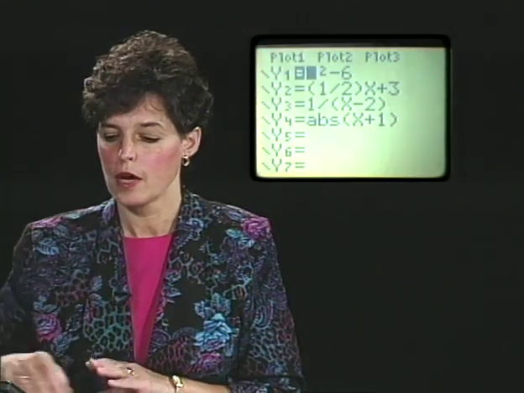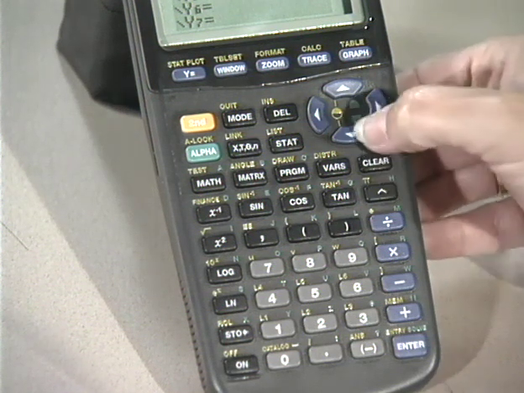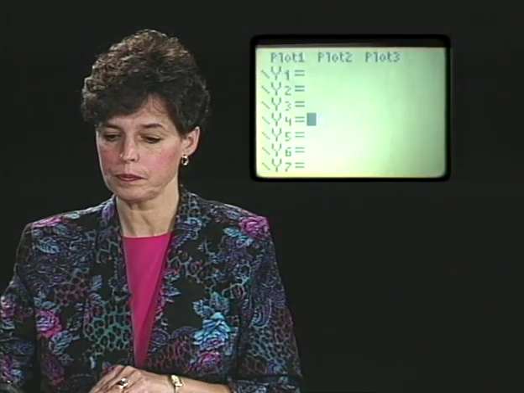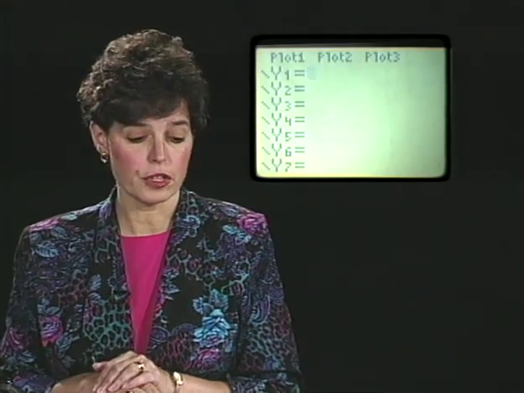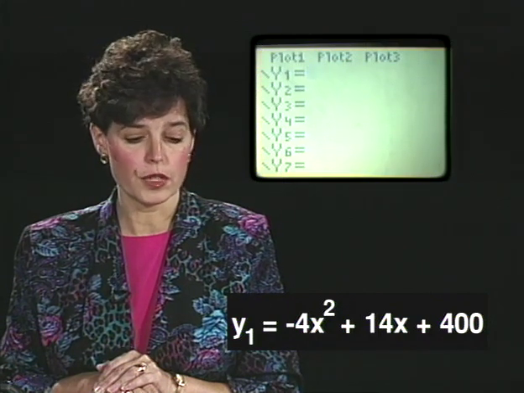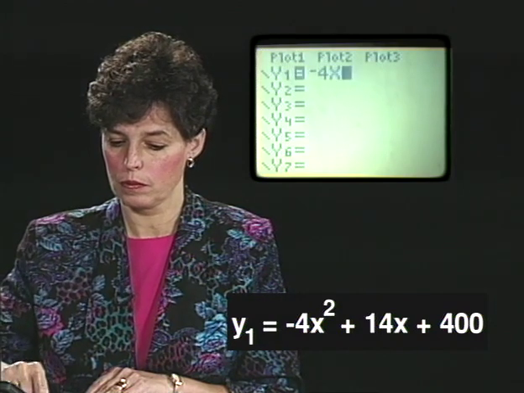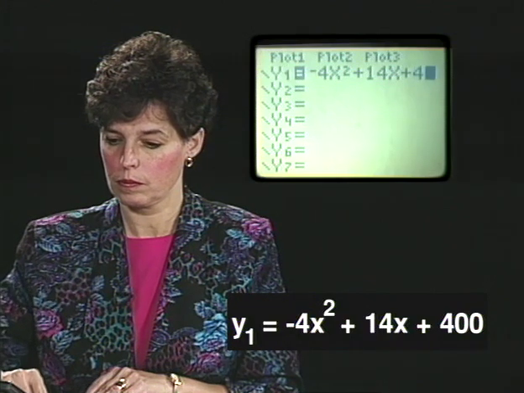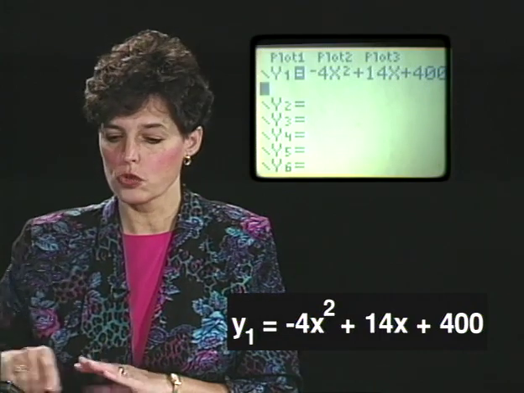Okay, let's go over to y equals now, and we're going to clear out all of the functions that we've been using by simply pressing the clear key over here underneath the arrows. So clear that, move down, clear, move down, and so on. Then move your cursor up here to the top, and we're going to enter a new function. This time we're going to make negative 4x squared plus 14x plus 400 be our first function.